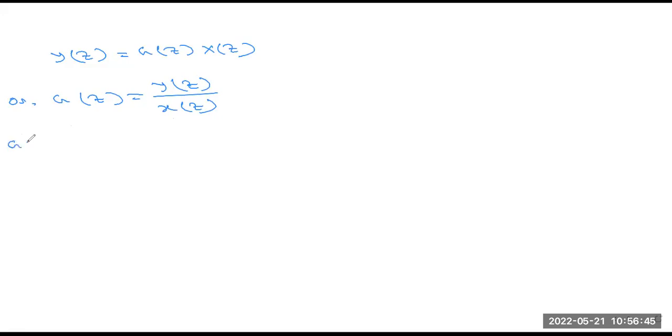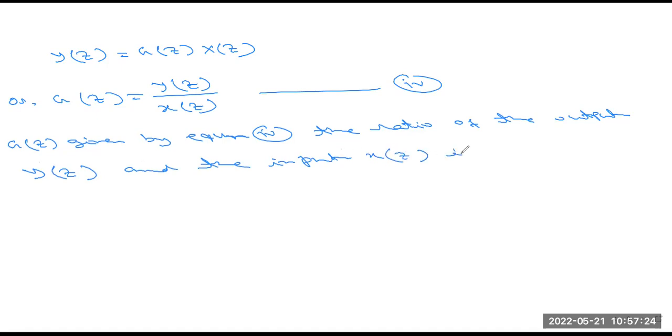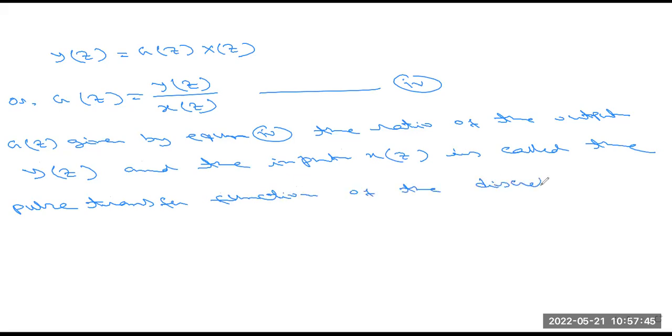So I have written here that G of z is given by the equation, this is equation number 4: the ratio of the output, you know the output Y of z, and the input X of z, is called the pulse transfer function of the discrete time system.